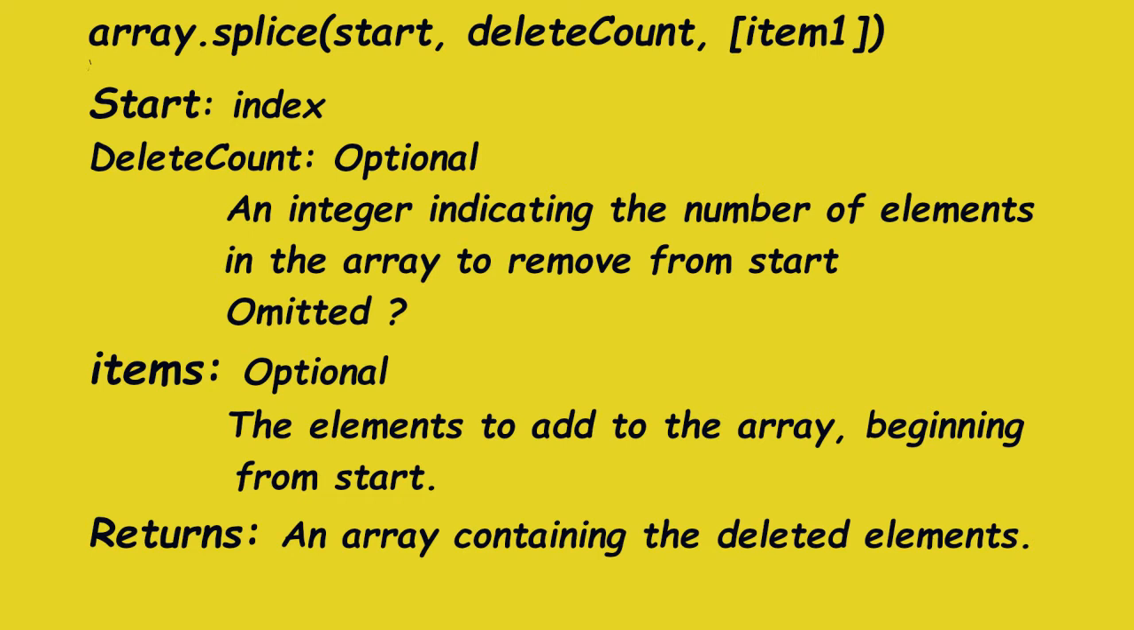And if I omit the delete count, splice will simply delete all the elements starting from the start index to the length of my array. And the items parameter is also an optional parameter, and it contains the elements to be added to the array beginning from my start index. What array.splice returns is an array containing the deleted elements.